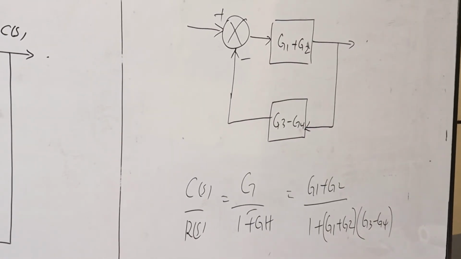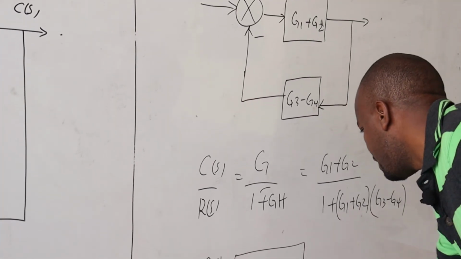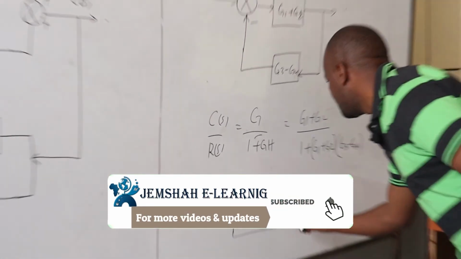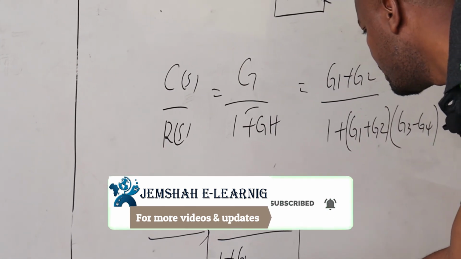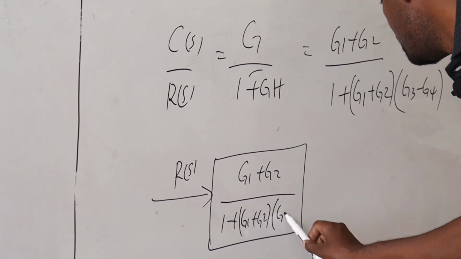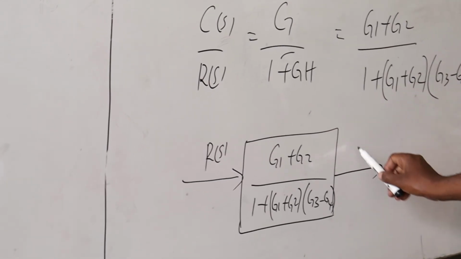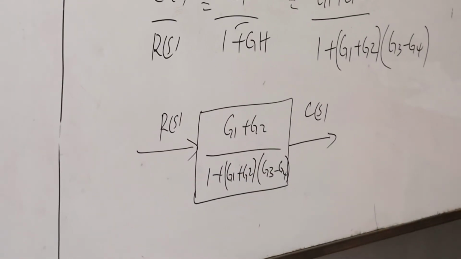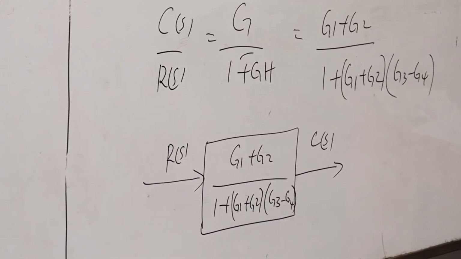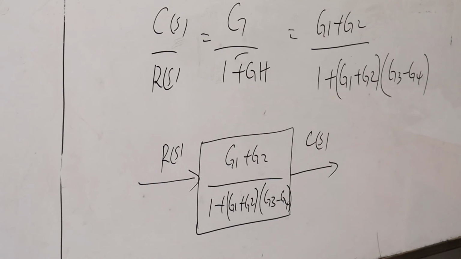You can represent it so that you have R(s) as your input, then the block there as G1 plus G2 all over 1 plus (G1 plus G2) times (G3 minus G4). And with that, you shall have obtained your transfer function, of course, that is C(s). So that is just a simple block diagram example that we can use to show how this can be achieved.